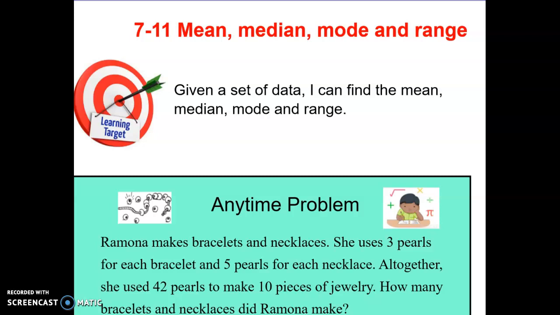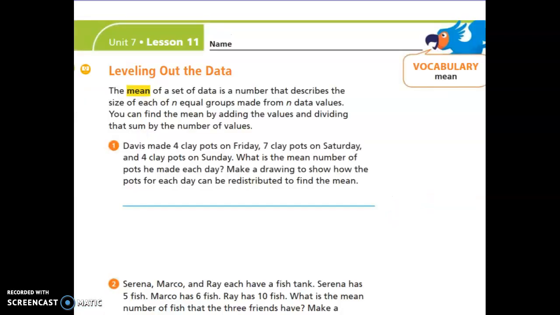Our learning target for today is: given a set of data, I can find the mean, median, mode, and range. Now by data, guys, we're just talking about numbers. We're going to start out with the mean, which maybe you've heard of, maybe you haven't. Please open your textbook to page 337, grab a pencil. I don't think you're going to need scratch paper, but if you have a calculator, today is a fantastic day to get that out.